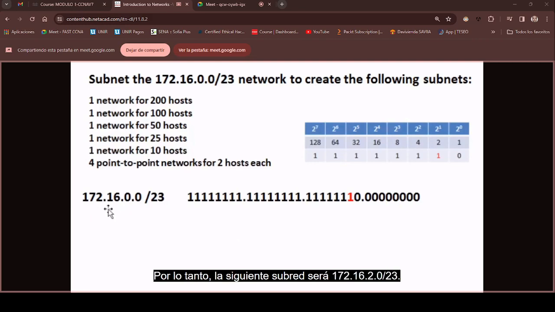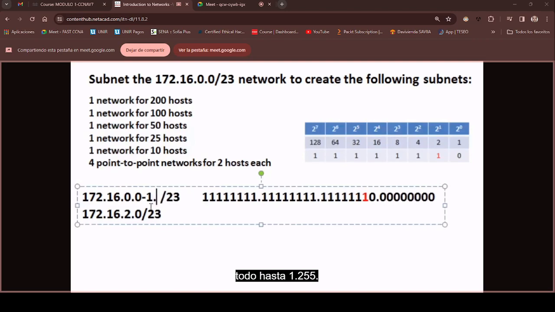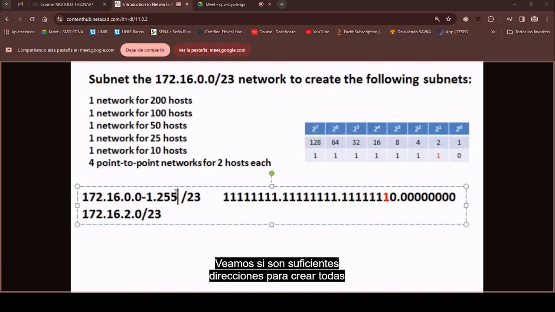So the next subnet will be 172.16.2.0/23. So the address space that we're working with goes from 172.16.0.0 all the way up to 1.255. Let's see if this is enough addresses to create all of these subnets for this specified amount of hosts.